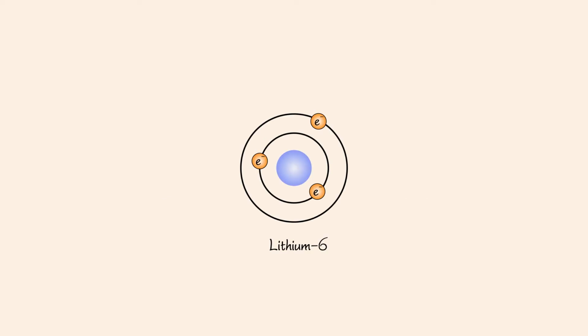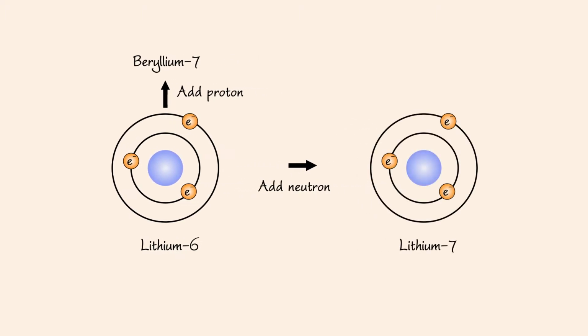Let's think about 2 possible situations. If we added a proton to a lithium-6 atom, it would become beryllium-7. The addition of a proton changes the element and increases the mass number by 1. If we added a neutron to lithium-6, it would become lithium-7. Notice the element does not change and only the mass number increases by 1.